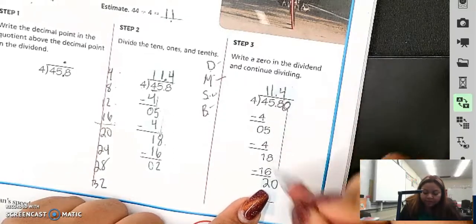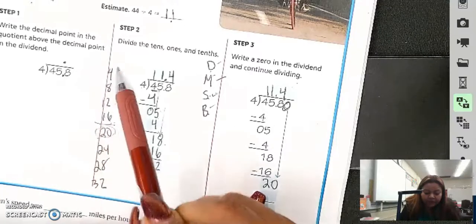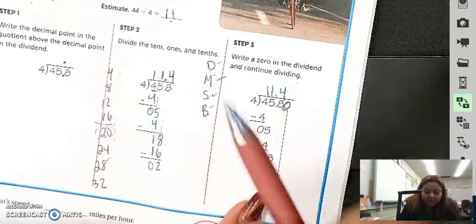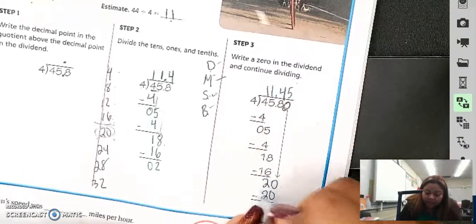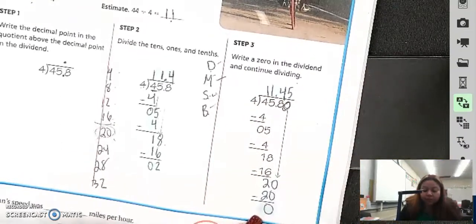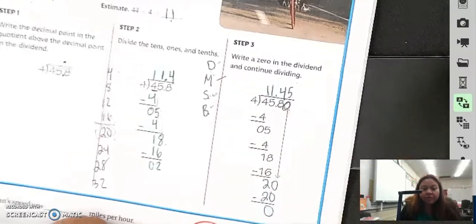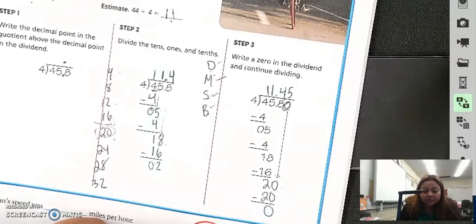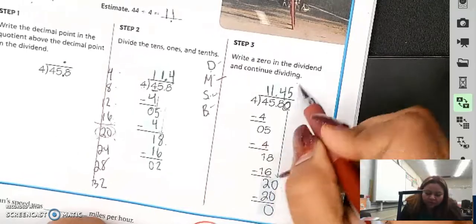Now, how many times does the 4 fit into the 20? Well, I have 20 here, and it's 1, 2, 3, 4, 5. So 5 times 4 equals 20, and I subtract, and that equals 0. So by adding my 0 after the 8, I was able to complete this division problem without writing remainder, because when you have decimals, you don't write remainder.